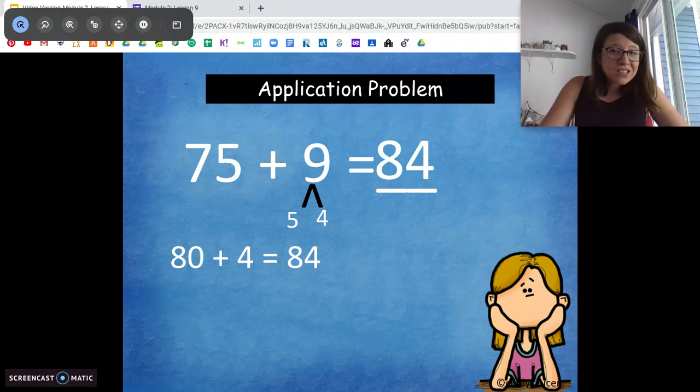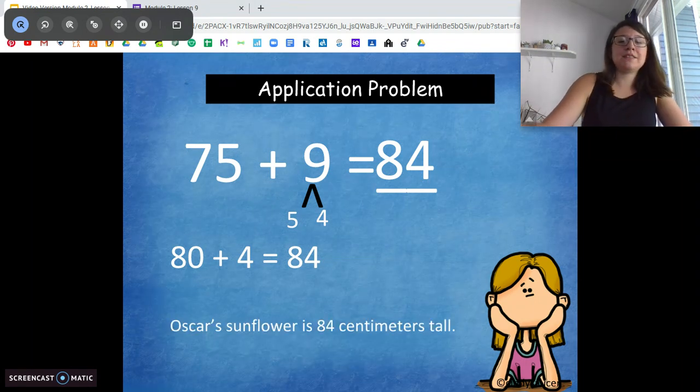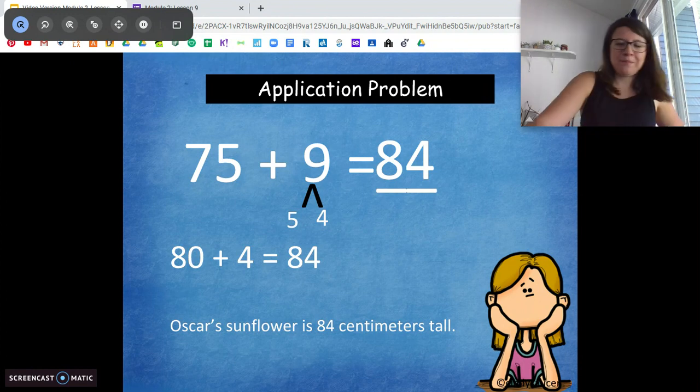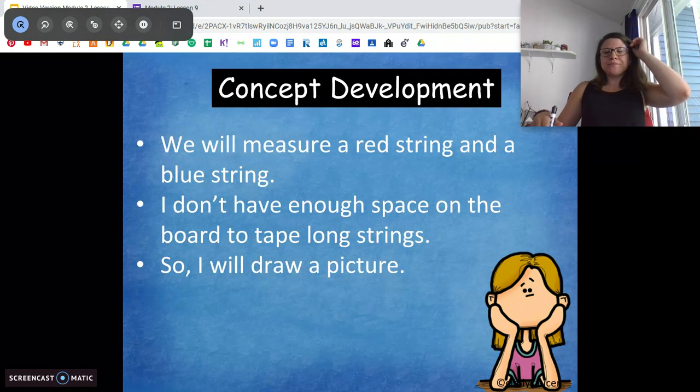84 bananas? No. It means that Oscar Sunflower is 84 centimeters tall. Awesome job. All right, here we go.